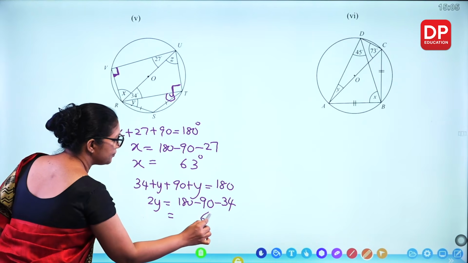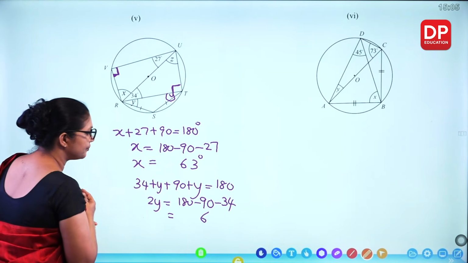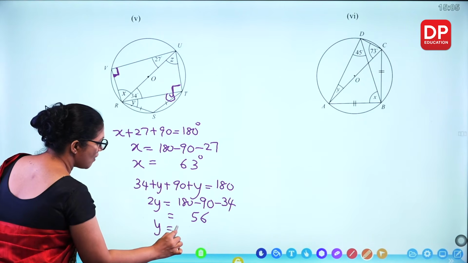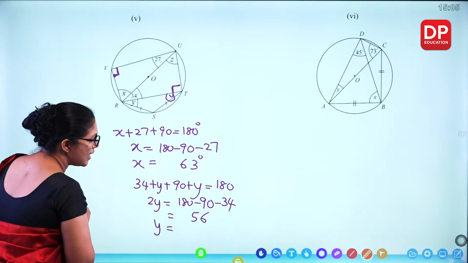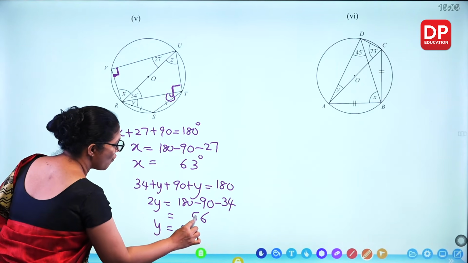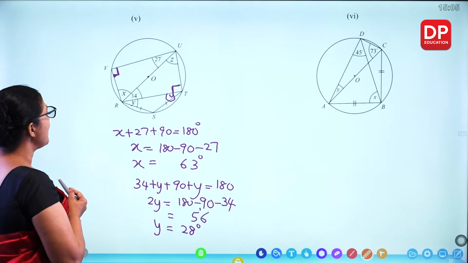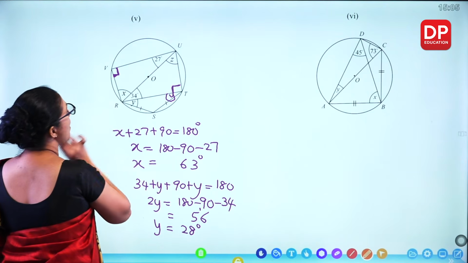You get 56 degrees. So what is y? y is divided by 2. 2 times 2, 4. So 28 degrees for y. So we found out y.